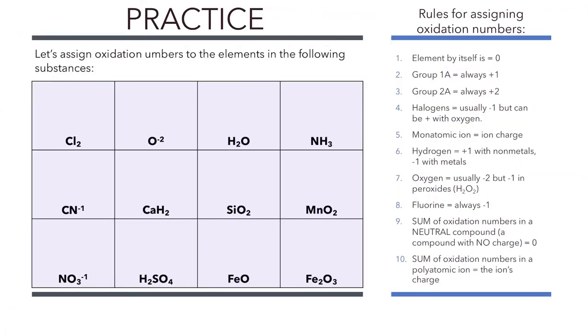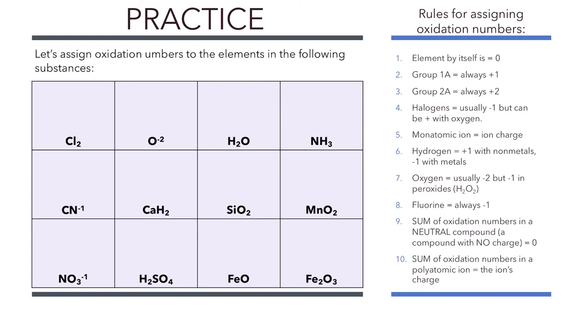So there are 10 rules that we're going to use to assign oxidation numbers. The first one is that an element by itself has an oxidation state of 0. Any element from group 1A will always have an oxidation state of +1. Elements from group 2A will always have an oxidation state of +2. Halogens usually have a -1 oxidation state, but they can be positive when they're with oxygen. Monatomic ions will have an oxidation state equal to that ion's charge. And this is really for elements that we don't have a very specific rule for.